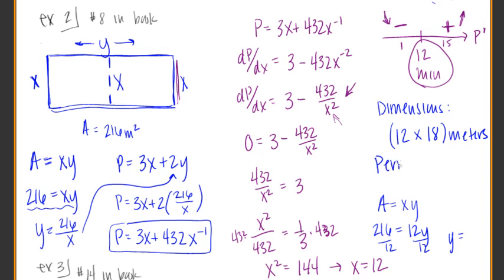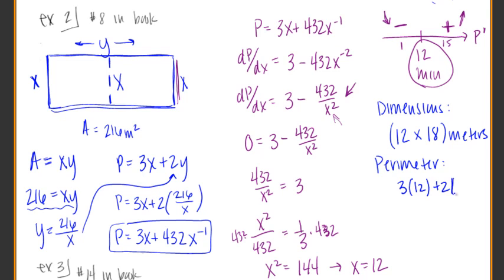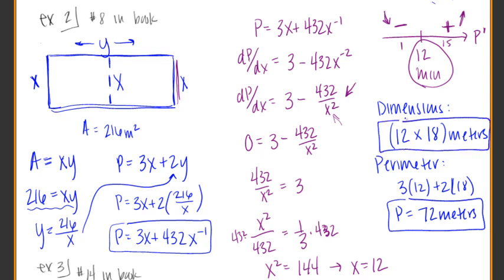And then the perimeter, so all this fencing that's going to go around, go back to your perimeter equation where it's 3 times x and 2 times y. So it's going to be 3 times 12 plus 2 times 18. So the overall perimeter should give us a total of 72 meters. All right, so there's the overall perimeter, there's the overall dimensions, and we have just finished this problem. So on to the next one.